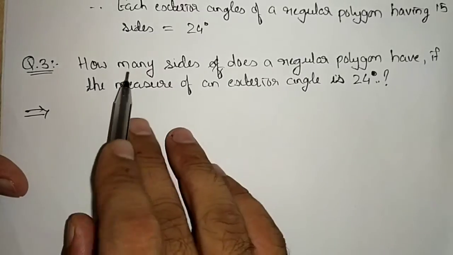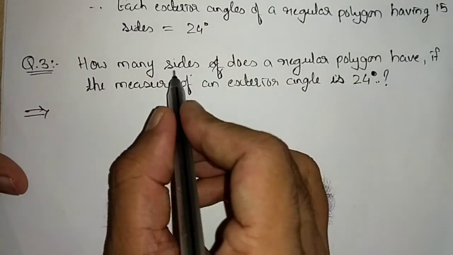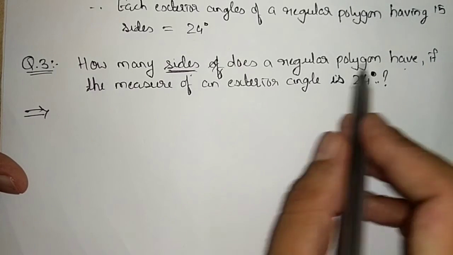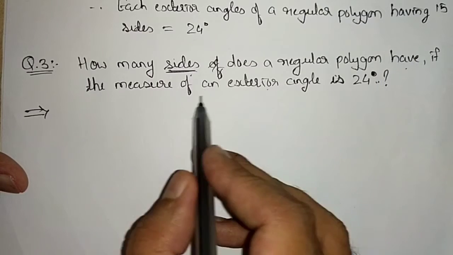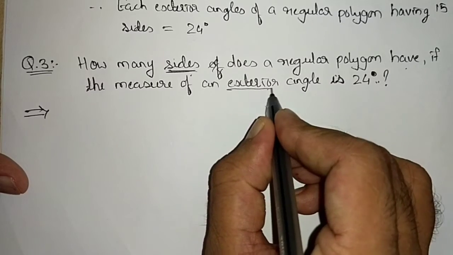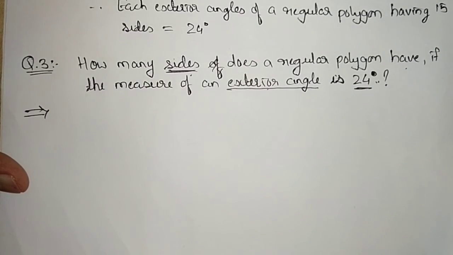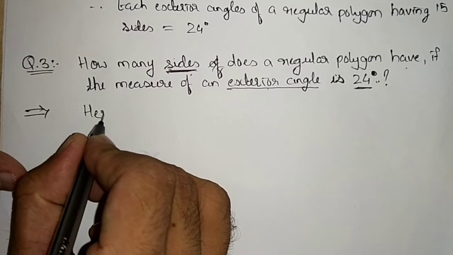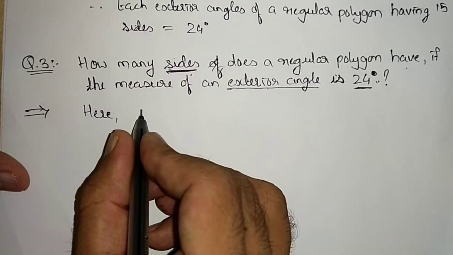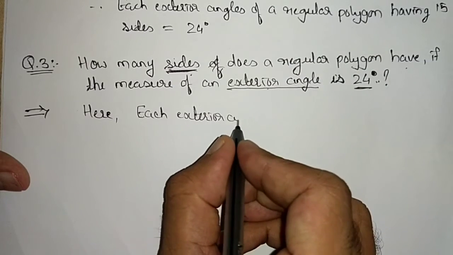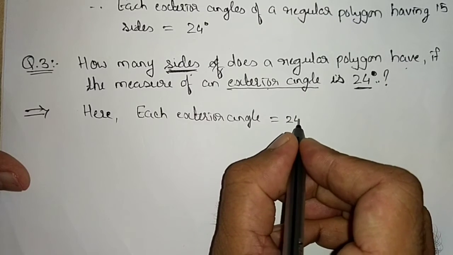Question number 3 says, how many sides, we have to find right now sides, does a regular polygon have if the measure of an exterior angle is 24 degree. That means we have given each exterior angle is equal to 24 degree, and we have to find number of sides. So we know the formula. Putting it in formula, we will get the answer. Here each exterior angle is equal to 24 degree.